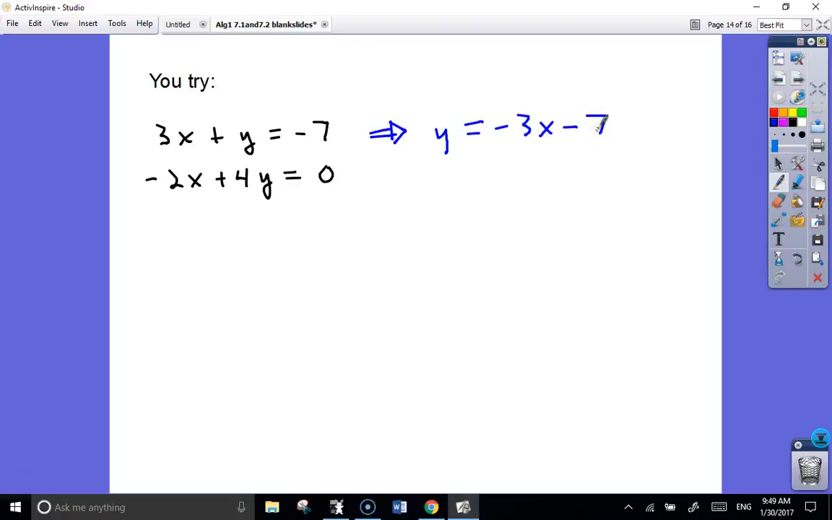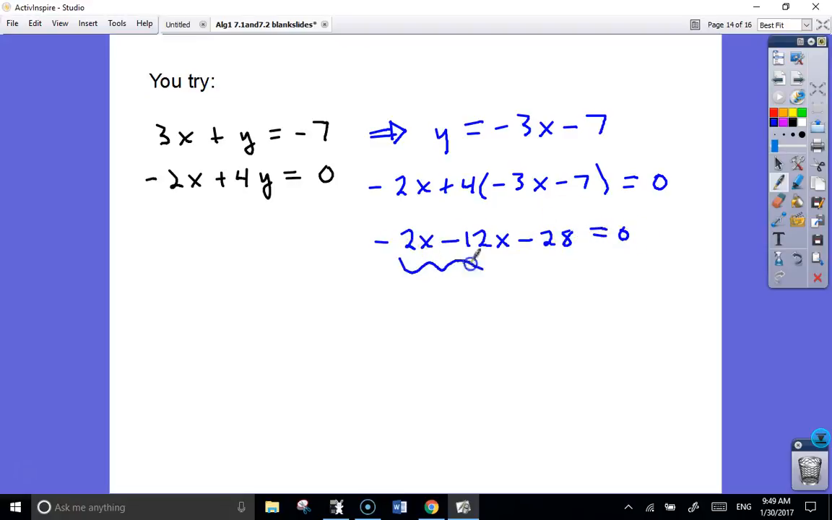What's the second step? Substitute for that variable in the other equation, right? So that'll look like this: negative 2x plus 4 times negative 3x minus 7 equals 0. Now we've got one equation with one variable, so we should be able to finish it off. It'll be negative 2x minus 12x minus 28 equals 0. Combine like terms. Negative 14x minus 28 equals 0.